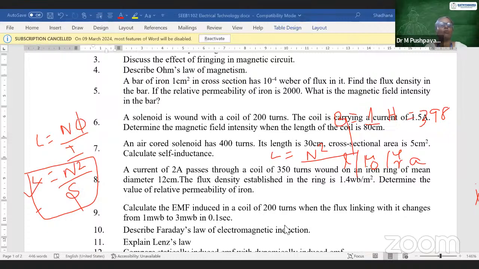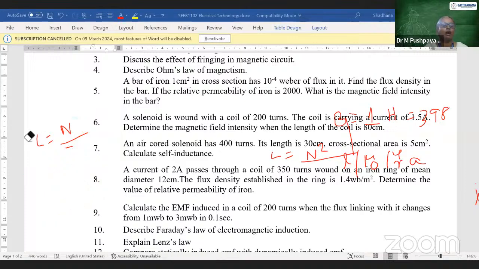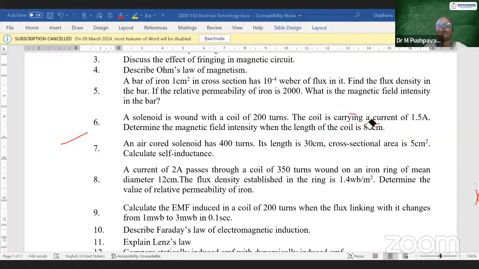Yes, I hope everyone will get that value, 477 Henry. Okay. Did you get that value? Okay. And tell me the eighth problem. Eighth problem, kindly tell me the eighth problem.